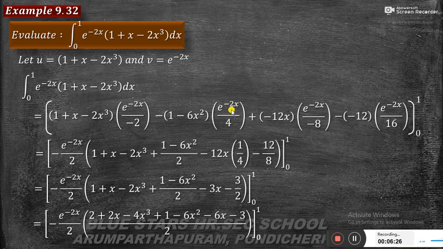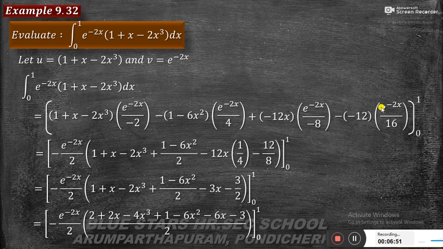Next, the integration of this one: you integrate e^(-2x), that means e^(-2x) divided by, again you write the denominator, minus 2, so 4 into minus 2 is minus 8. Again, minus the next step, the differentiation of the minus 12x, which is minus 12, into e^(-2x) divided by minus 8 into minus 2, so 16.